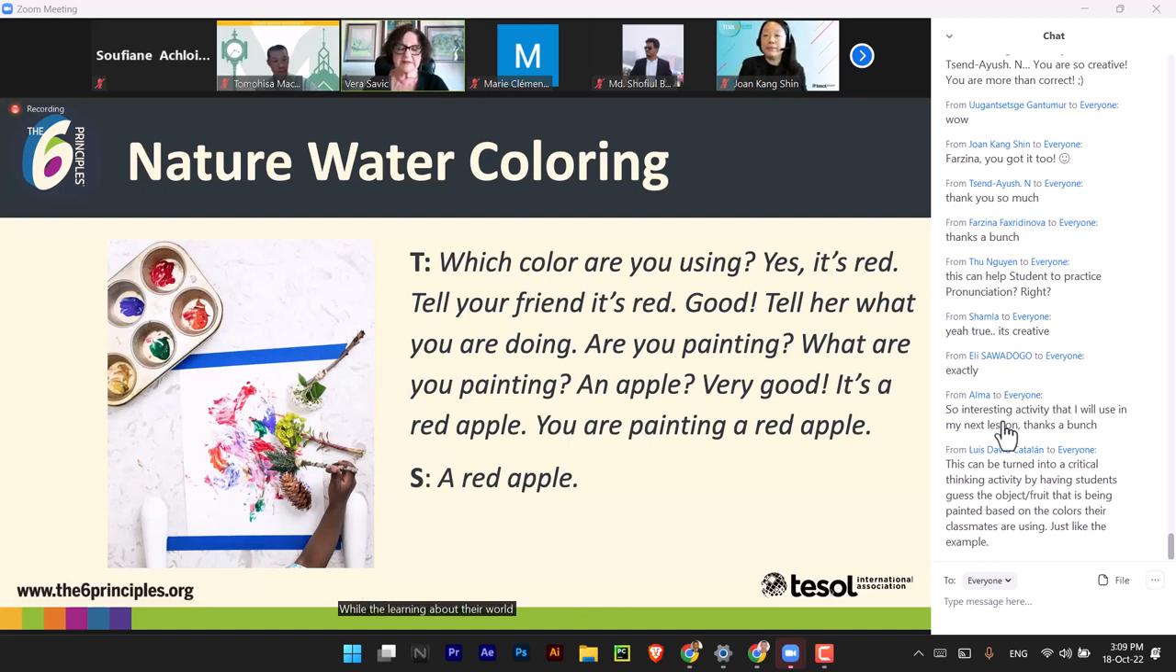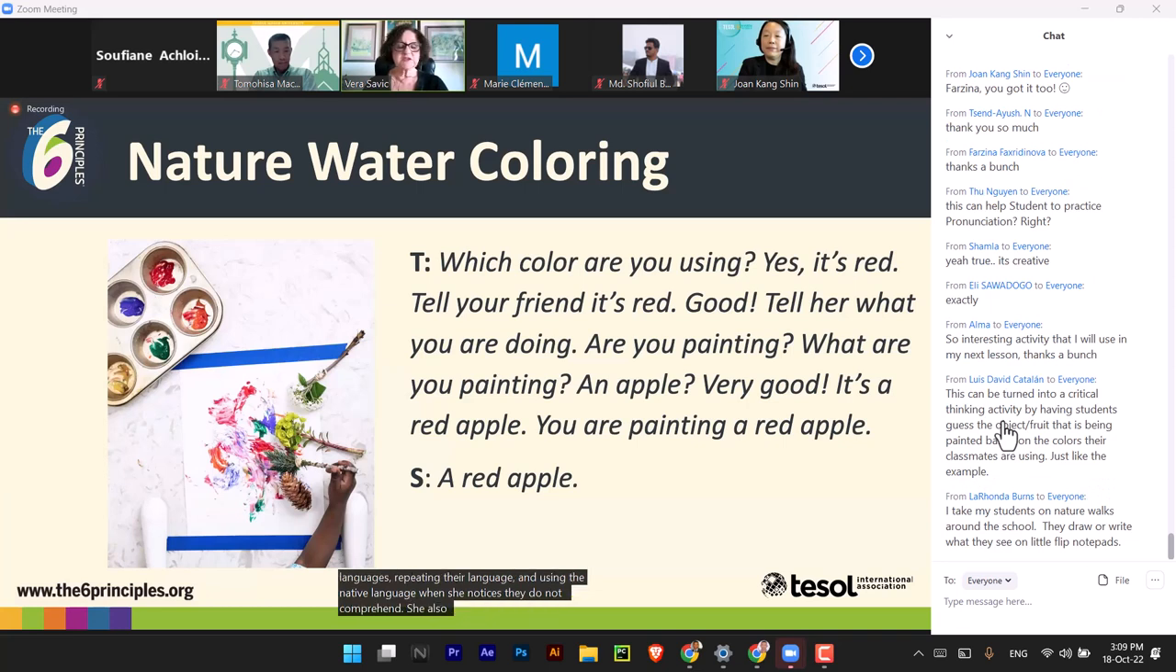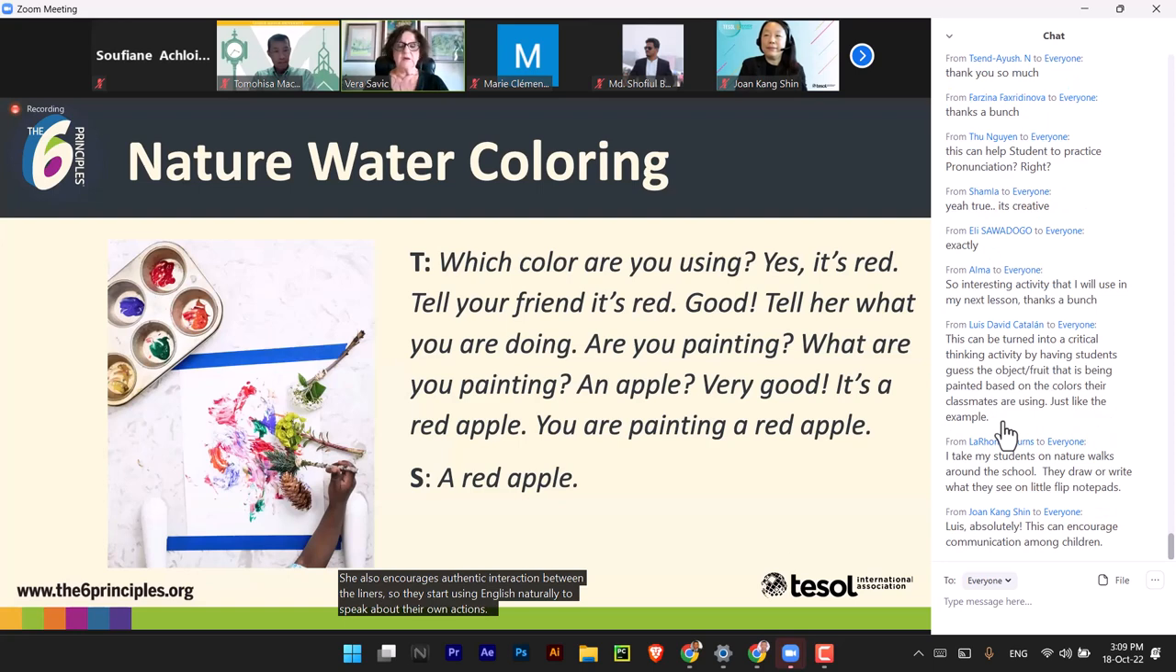Dian scaffolds them in their learning by modeling the language use, repeating new language, and using the native language when she notices they do not comprehend. She also encourages authentic interaction between the learners, so they start using English naturally to speak about their own actions. So, yes, please, the next slide.